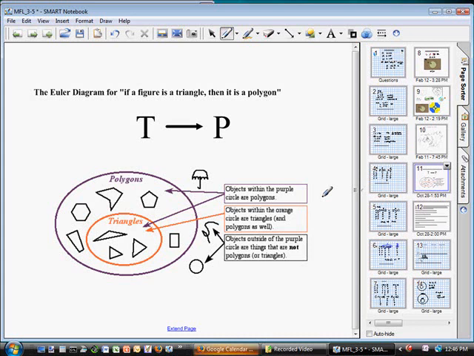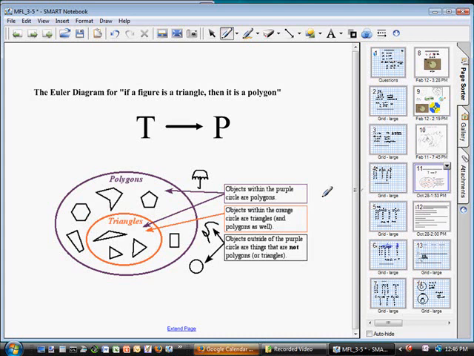I can't tell if you're just wiggling your chairs or you're saying yes. Some are saying yes. By the way, I believe that is true. What if we reversed it? Would it be true that if you're a polygon, then you're a triangle? No, you could be some non-triangle. Okay.